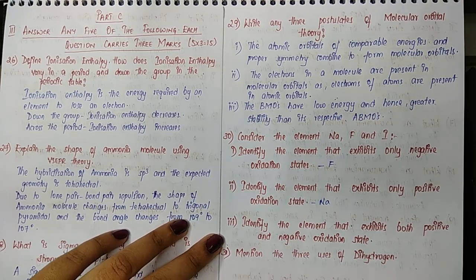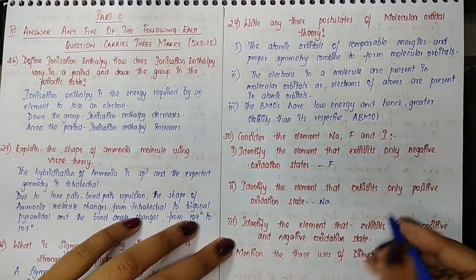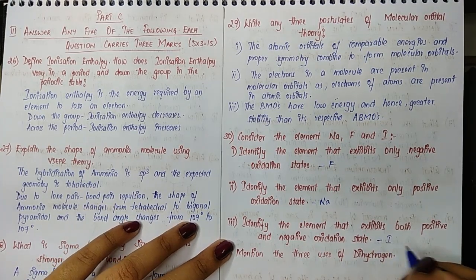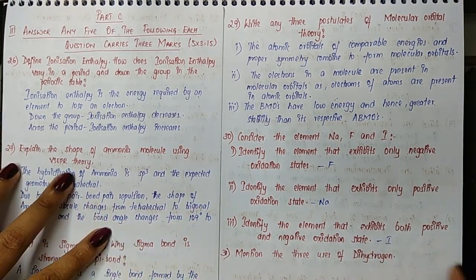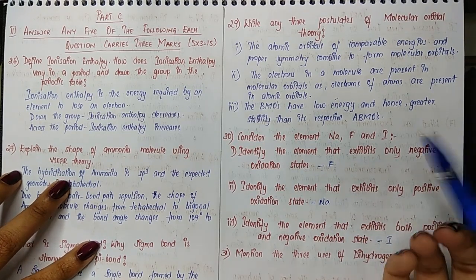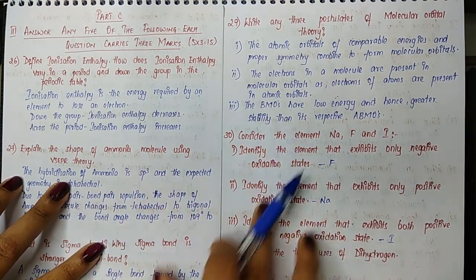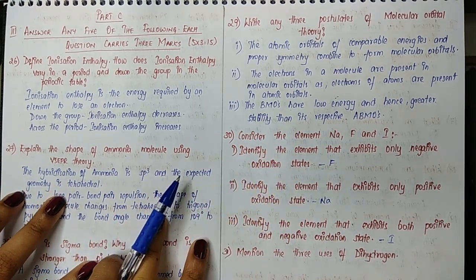Now the third one is identify the element that exhibits both positive and negative: iodine. They can exhibit both plus and minus oxidation states. So each carrying 1 mark. It's a simple 3 mark question. If you know the property of simple elements in the periodic table, such kind of questions are easy to answer.